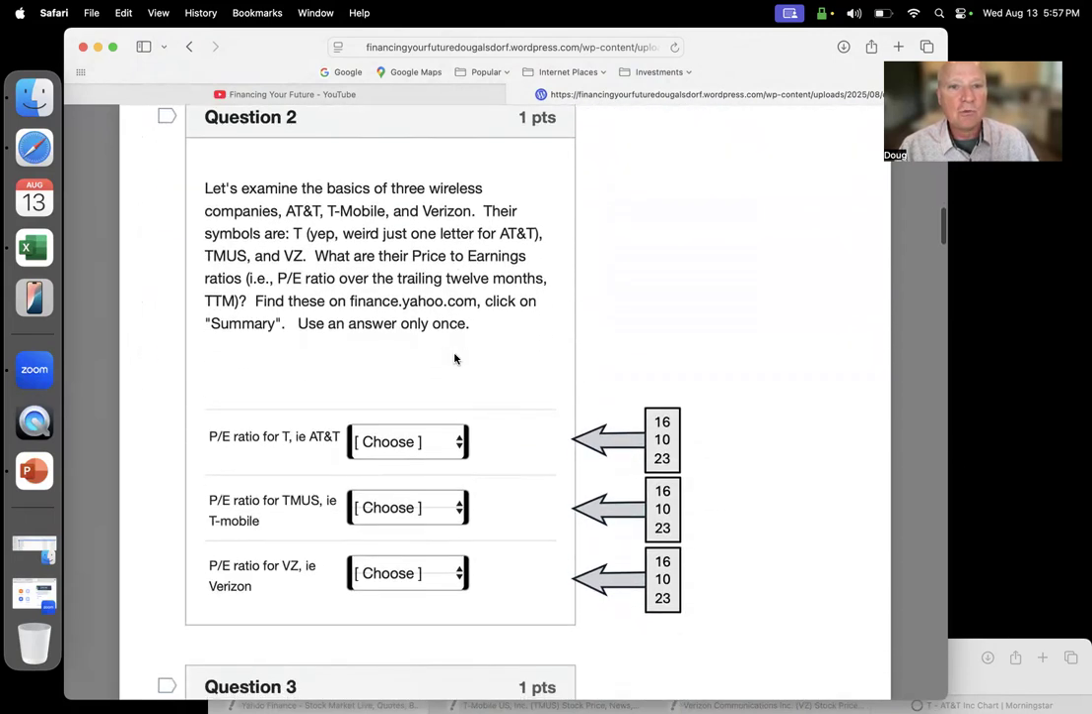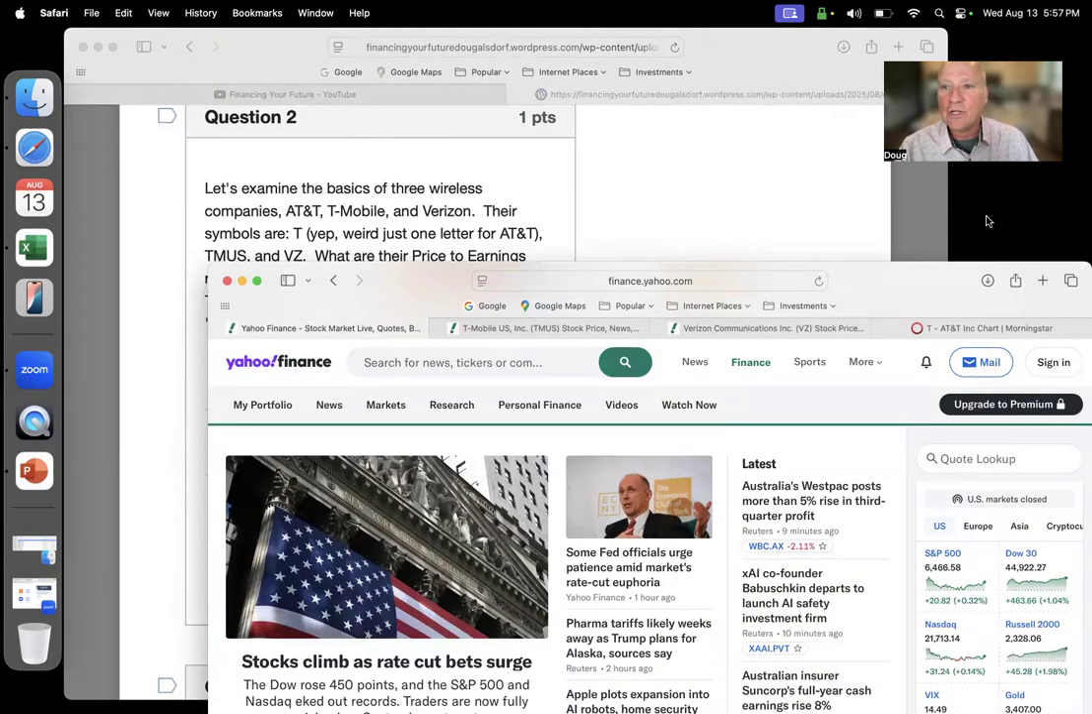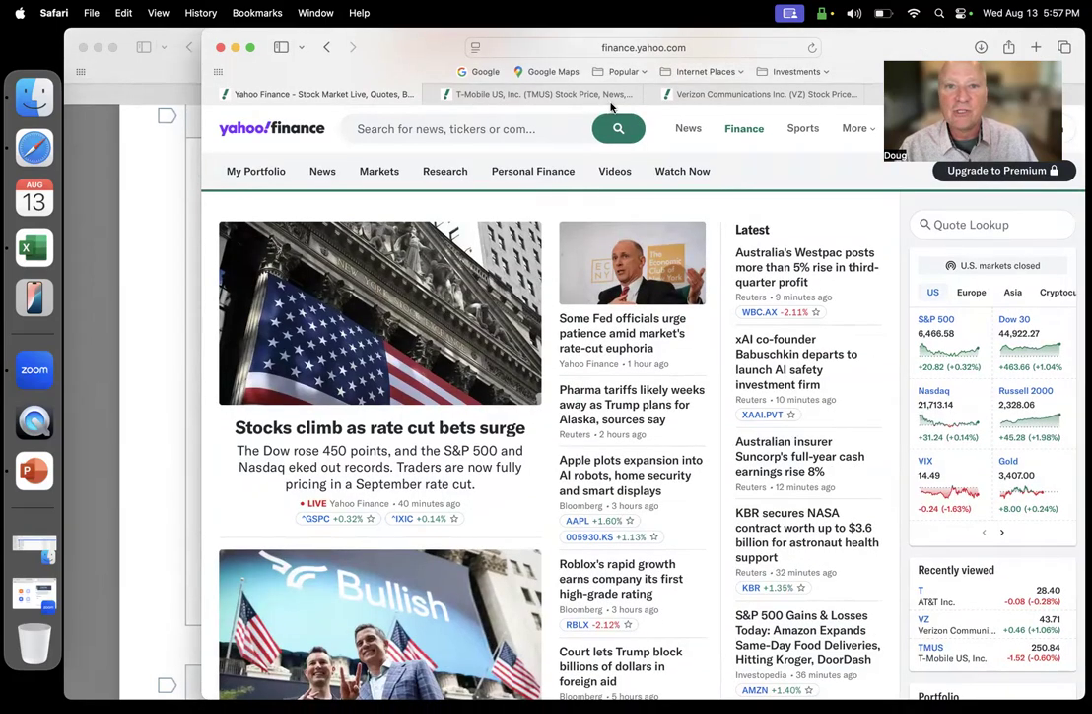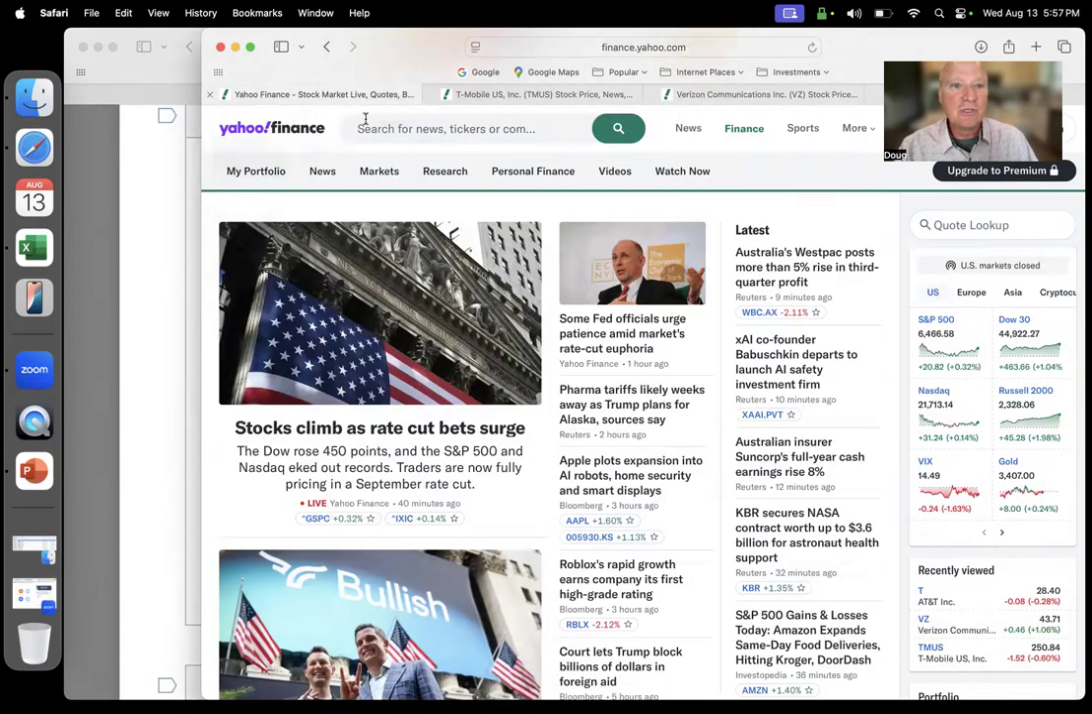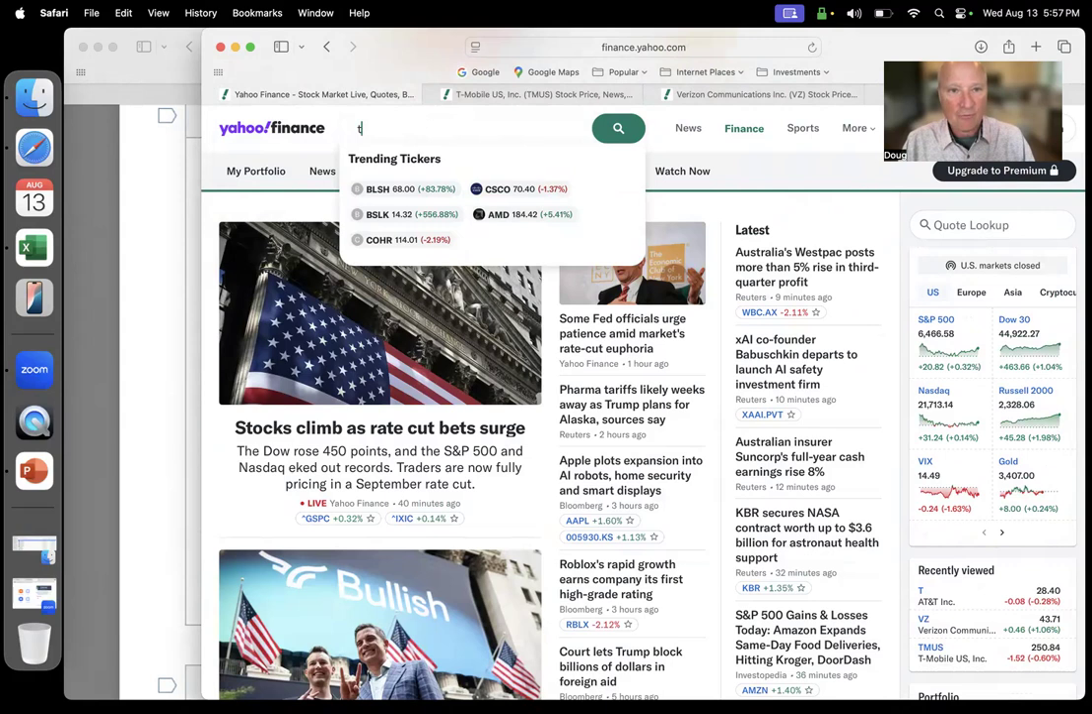So question 2, we're just going to have a look at some of the basics, in particular the price to earnings ratio for three important wireless companies, AT&T, T-Mobile, and Verizon. We're all familiar with those. And I tell you in this, you can find this price to earnings ratio on finance.yahoo.com and you click on summary. So I've already loaded in the web pages for T-Mobile and for Verizon. So let's just go ahead and load in the one for AT&T.